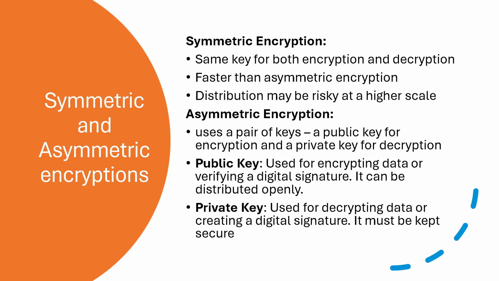Asymmetric encryption. In asymmetric encryption, we use a pair of keys, a public key for encryption and a private key for decryption. A public key is used for encrypting data or verifying a digital signature. It can be distributed openly. A private key is used for decrypting data or creating the digital signature. It must be kept secure and within the system.